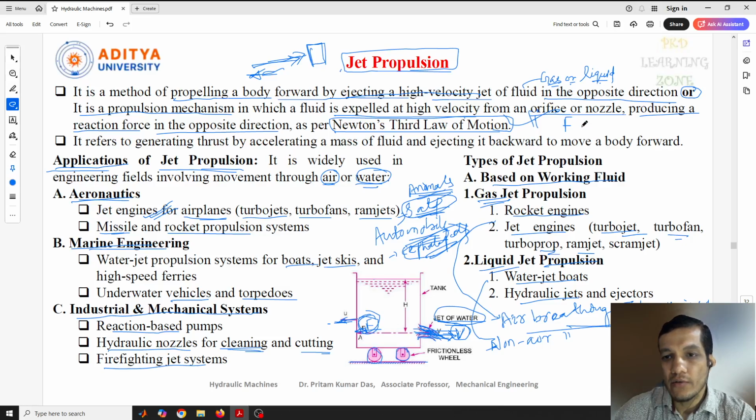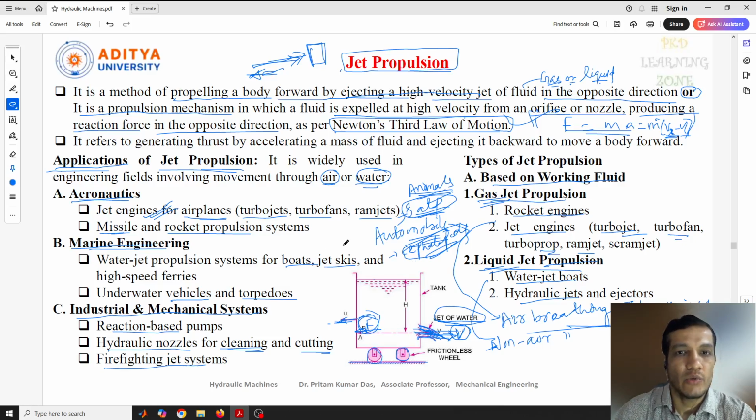And if you want to write the equation, we can write F equals mass into acceleration, and from that we can find F equals mass flow rate into (V2 minus V1), where V2 is the final velocity and V1 is the initial velocity. Or you can say V2 is the exit velocity and V1 is the inlet velocity. Similarly, the types are air breathing jet engines and non air breathing jet engines, or you can say gas jet propulsion and liquid jet propulsion. These are the types.